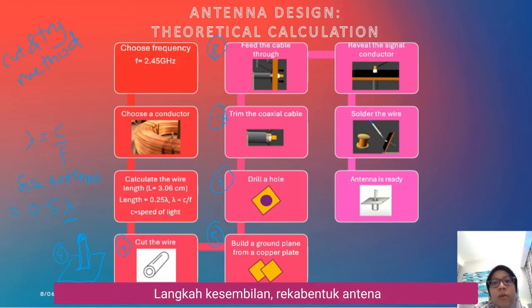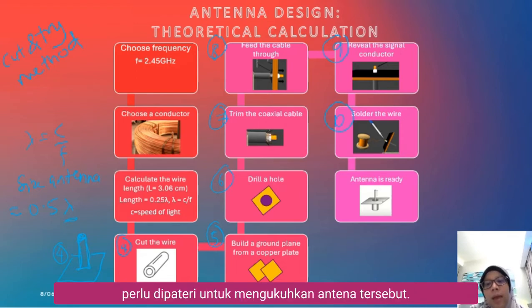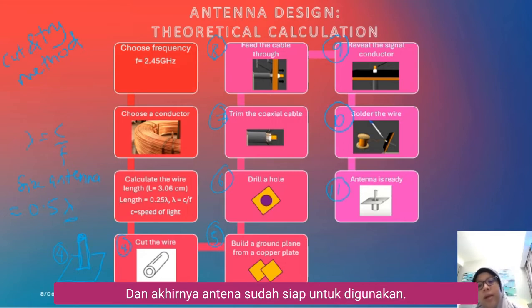And then for step number 9, you need to reveal the signal conductor. And step number 10, you need to solder the wire in order to tie the conductor cable together with the ground plane. And then number 11, you can see that the antenna is ready for you to use.